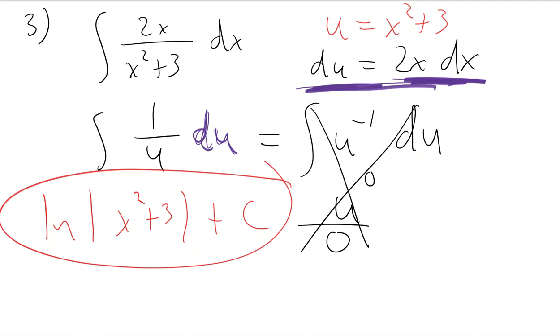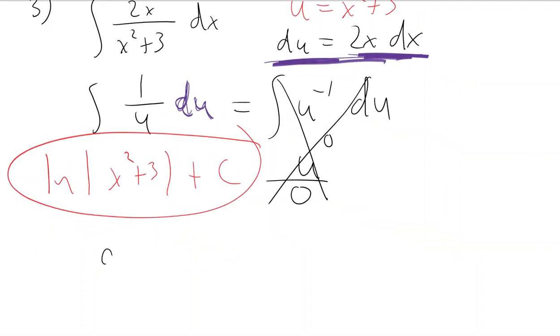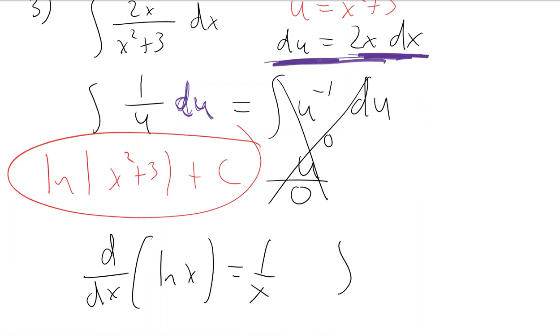You're integrating to get natural log? Correct. Or are you taking the derivative? Integrating. If you take the derivative of natural log of x, you get 1 over x. Yeah. If you integrate 1 over x, you get natural log of absolute value of x. So you got to know both directions.